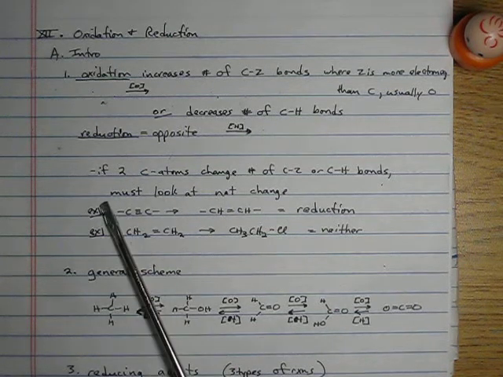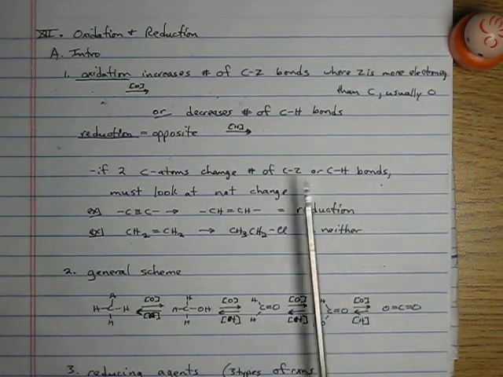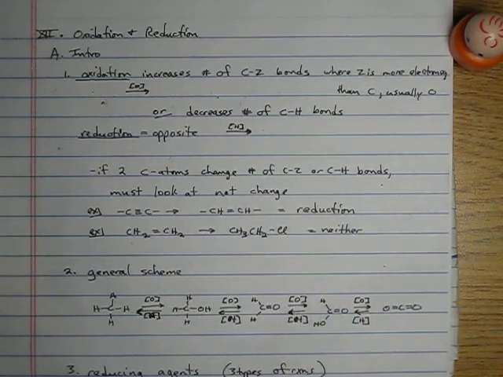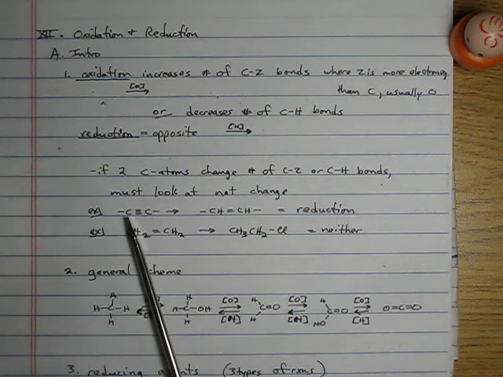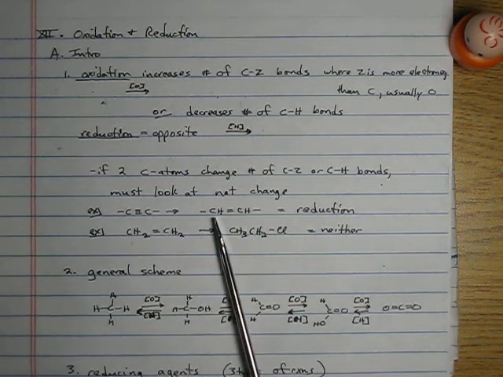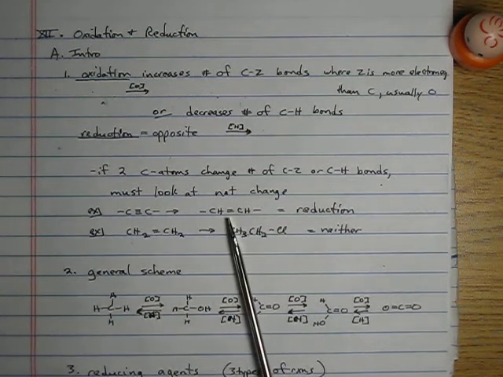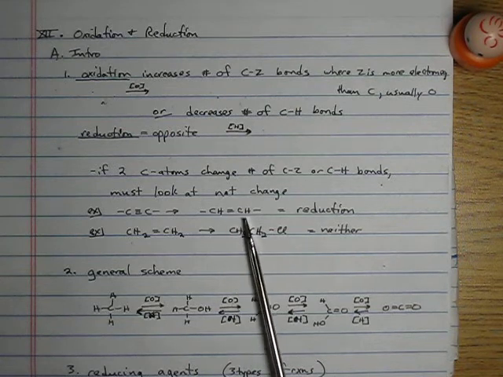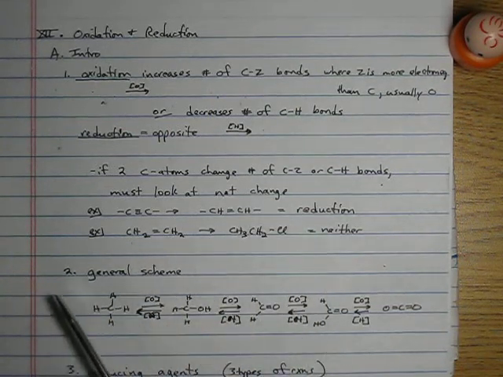Okay. So, note, if two carbon atoms change the number of C-Z or C-H bonds, you must look at the net change to see if that molecule actually got oxidized or reduced. For example, if you had carbon triple bond carbon and you converted this alkyne to an alkene, note we've added H2. We've added two hydrogens on there to both carbons. That's reduction. We've added hydrogens.